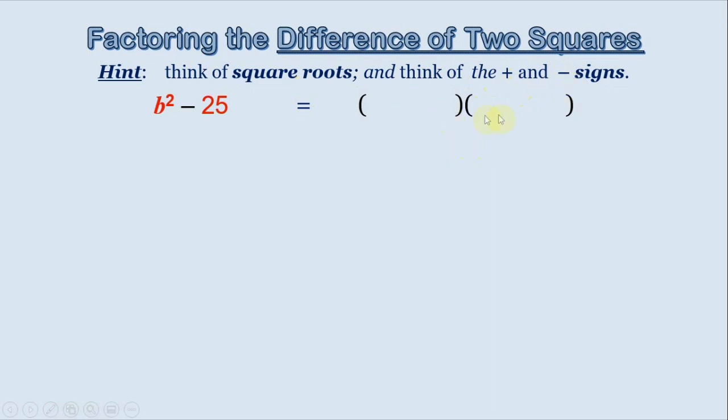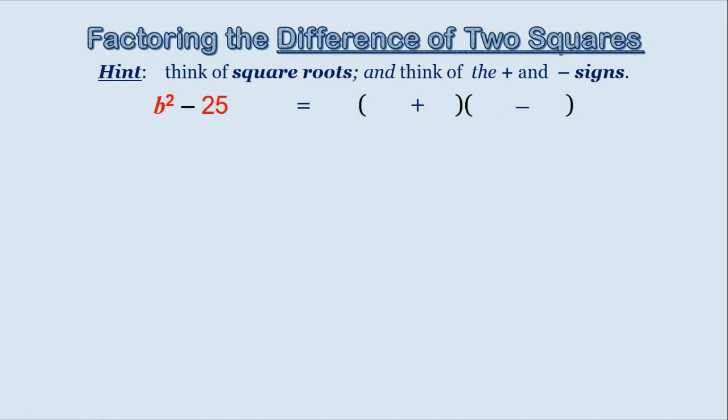These two blank parentheses pairs represent two binomial factors, which are conjugates of each other. One pair should have a middle plus sign. The other pair should have the opposite sign, or the minus sign, also placed in the middle.